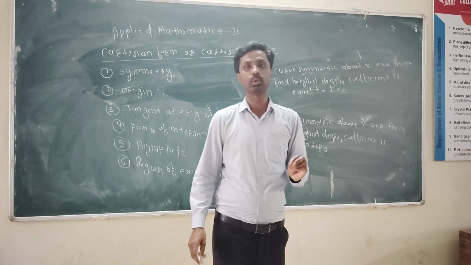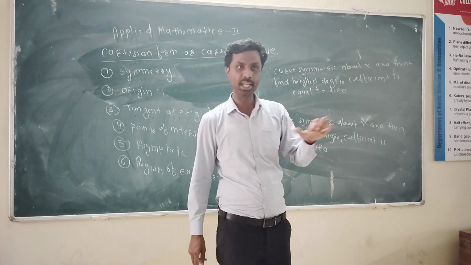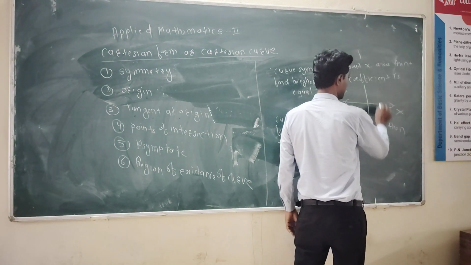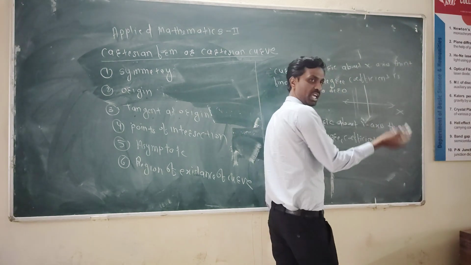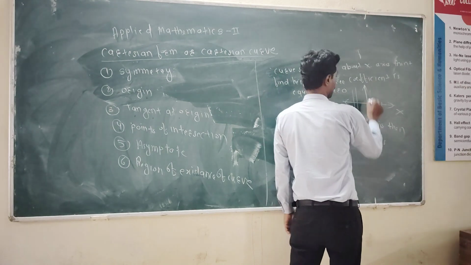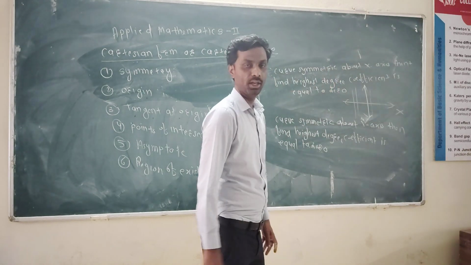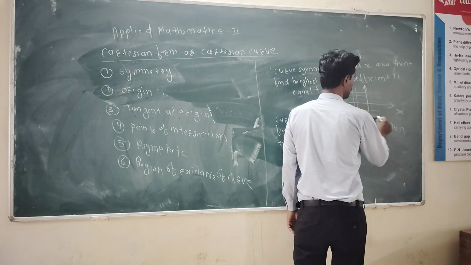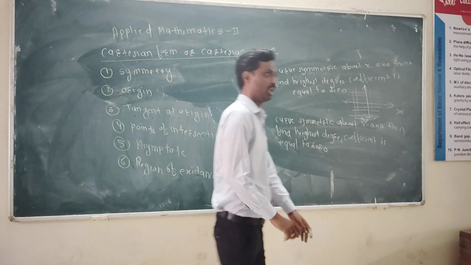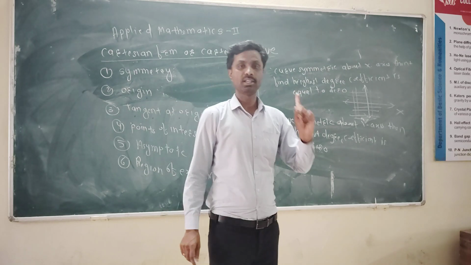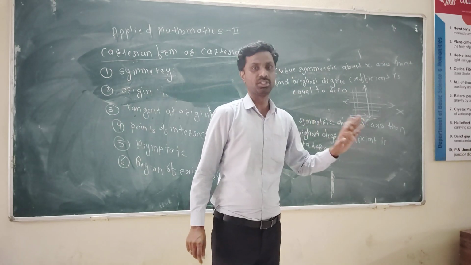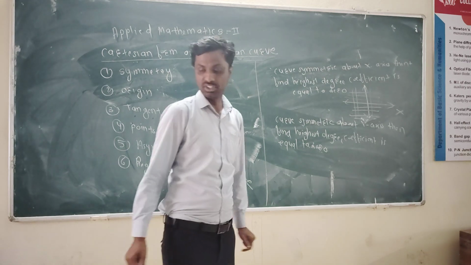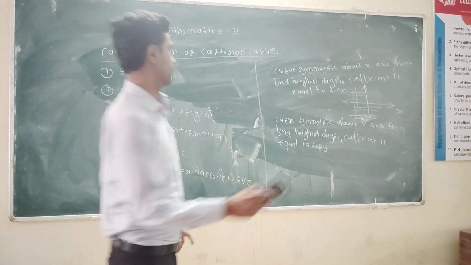What is the meaning of asymptotes? An asymptote is just a line which passes from either the x-axis, either positive side or negative side, or an asymptote is a line which passes from the y-axis, that is positive side or negative side. Remember that for asymptotes, the curve does not touch. The curve will not touch the asymptotes. Okay, remember that. So this is about the asymptotes.